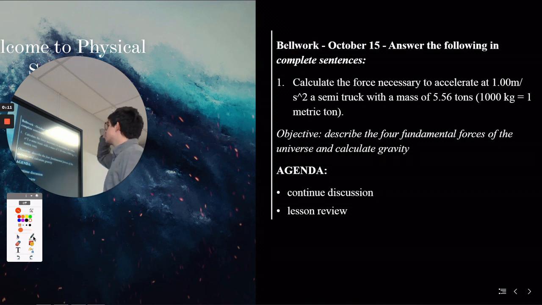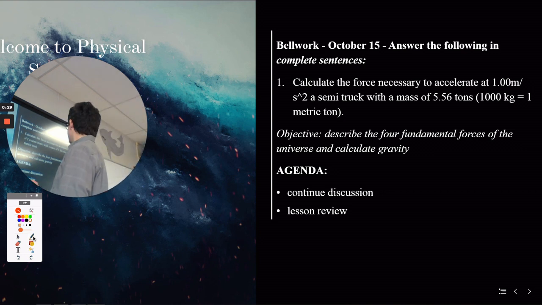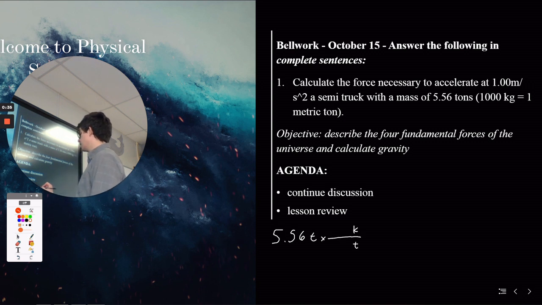So here it says, calculate the force necessary to accelerate at 1 meter per second squared a semi-truck with a mass of 5.56 tons. And it gives us the information that 1,000 kilograms equals 1 metric ton. So the first thing we need to do is convert our mass from tons to kilograms so that our math works out correctly. So we write down our given, 5.56 tons, converting from tons to kilograms. In 1 ton, there are 1,000 kilograms as per the given.